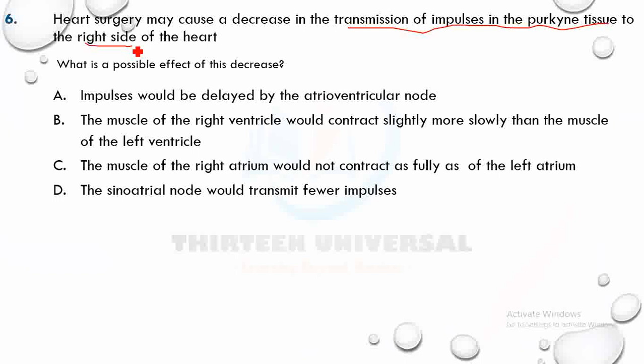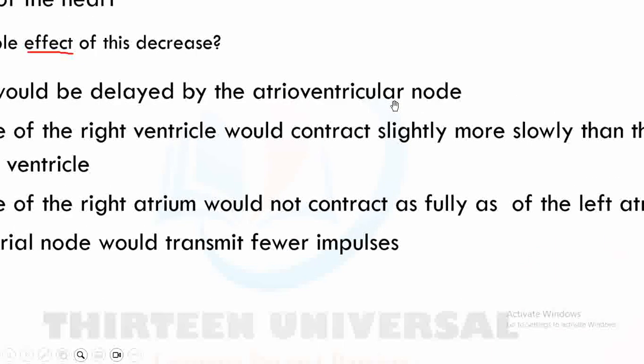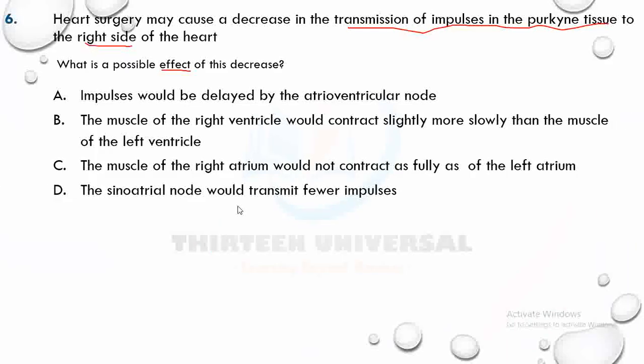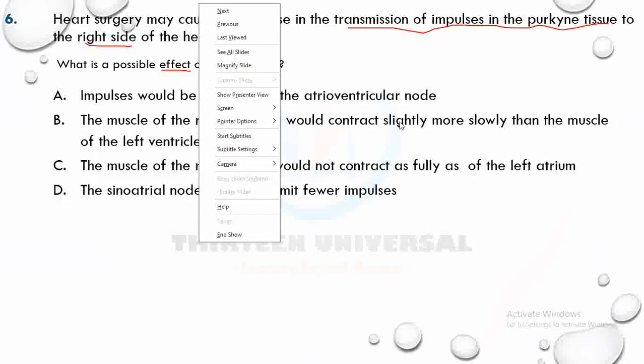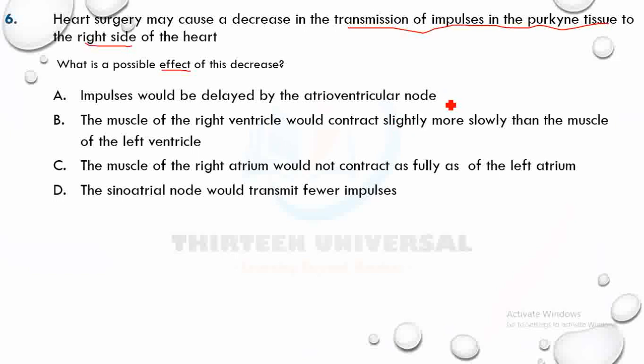Pause the video and try the question. So why is there a decrease in transmission of impulses in the Purkyne tissue to the right side of the heart? What effect will it have? A says impulses will be delayed by the atrioventricular node. Of course, the atrioventricular node always delays impulses. You know that. So that's not the effect.